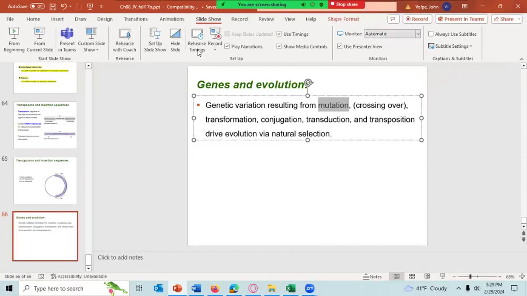Before I close it down, and I guess I should save that.